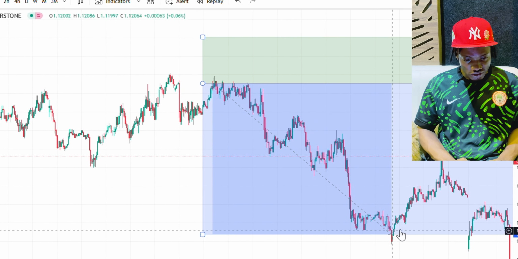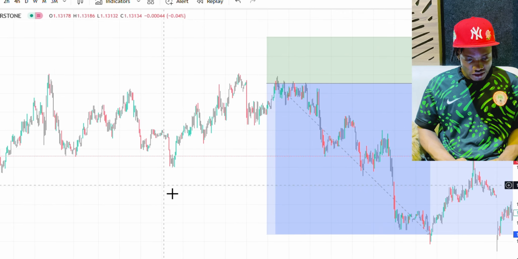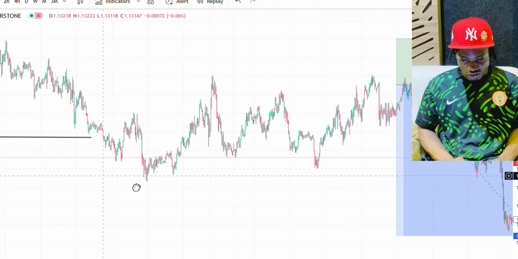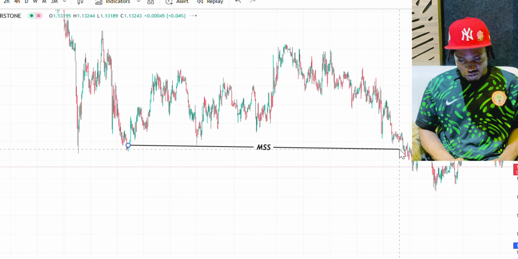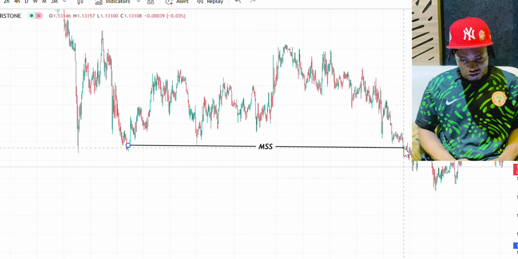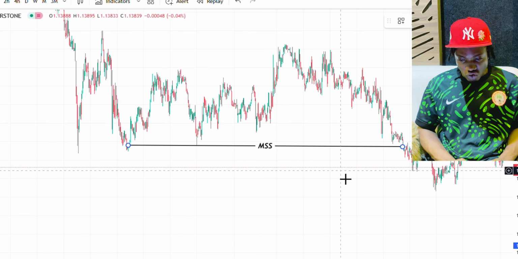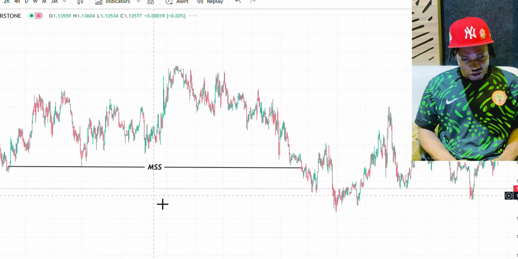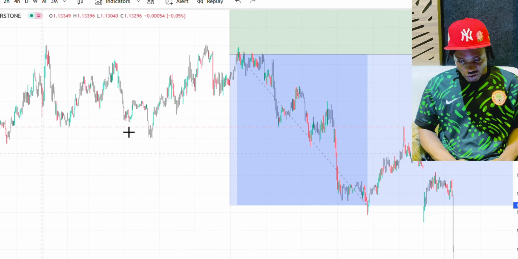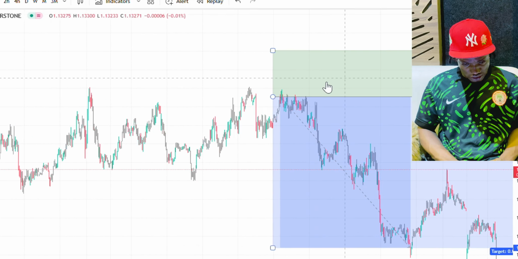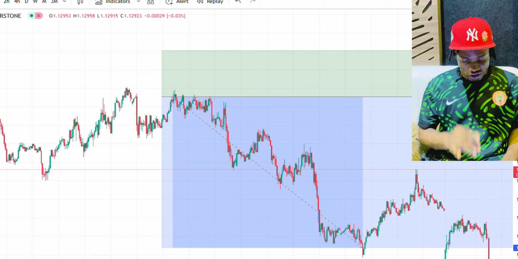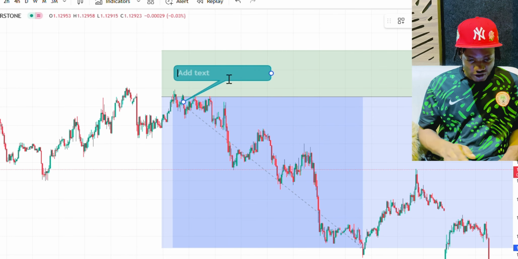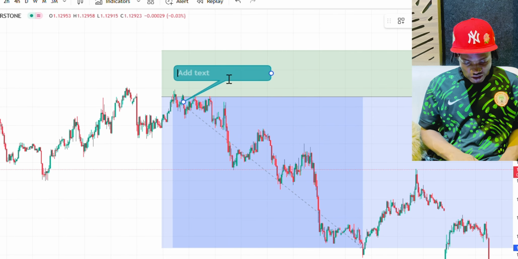So we had this major shift here. This was our MSS, like I said, a market structure shift. We knew that the structure had changed. So we went down here, we waited for this move, and then we took the trade. This was where we had our entry, and this was a 1 to 5 hour trade. This is where we took our entry.